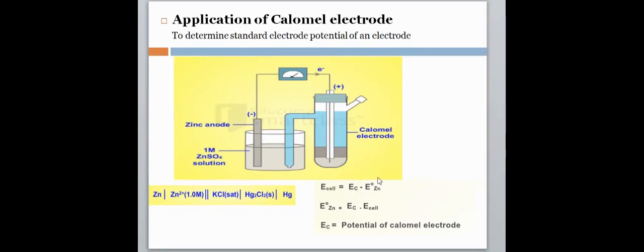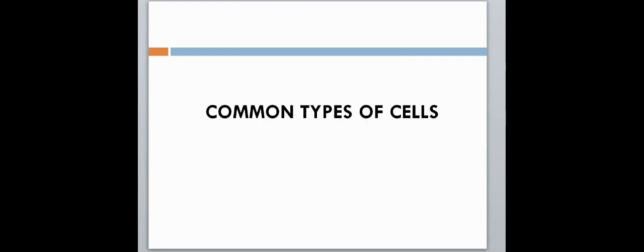So this is about calomel electrode and how to determine the electrode potential of an electrode. So which electrode potential do we have to find out, of anode, that is zinc, using which reference electrode? Calomel electrode. Let's move on and study about common types of cells.